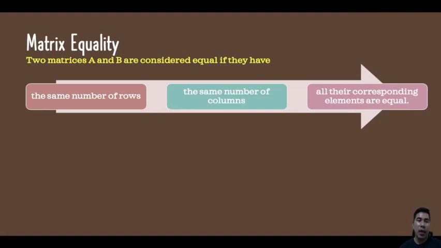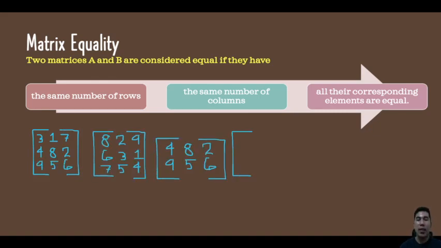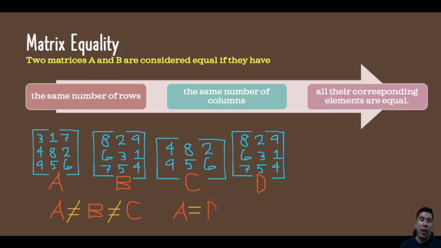So matrices are equal if and only if they have the same number of rows, the same number of columns, and all their corresponding elements are equal. So let's say for instance we have here four matrices. We have the first matrix A, the second is B, the third one is C, and the fourth one is D. So if we are going to compare A, B, and C, they are not equal.